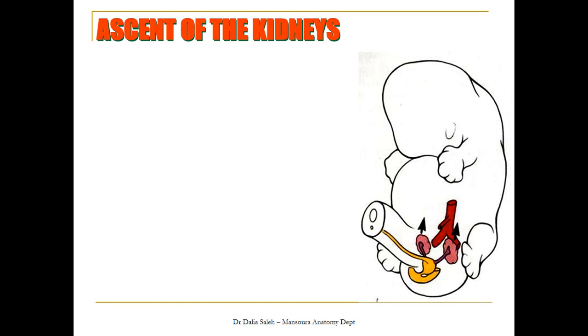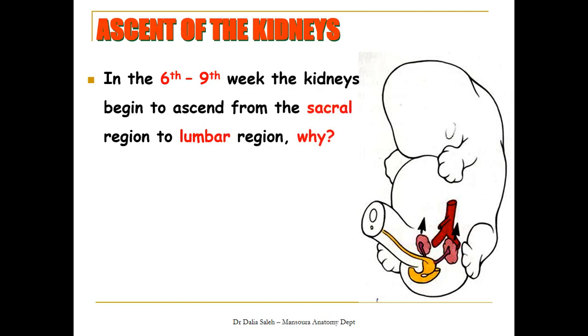Remember that I said first that the metanephric cap develops at the sacral region, but actually the adult position of the kidney is in the lumbar region, so there is what's called ascent of the kidneys. In the 6th to 9th week of development, the kidneys begin to ascend from the sacral region to the lumbar region.